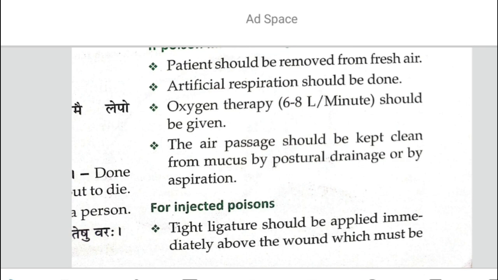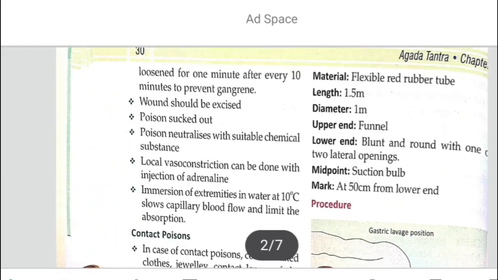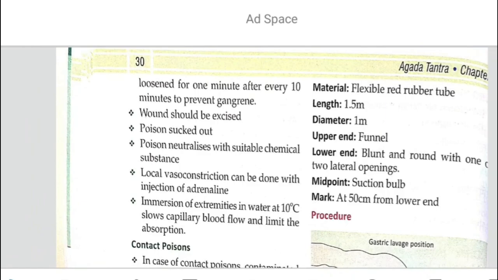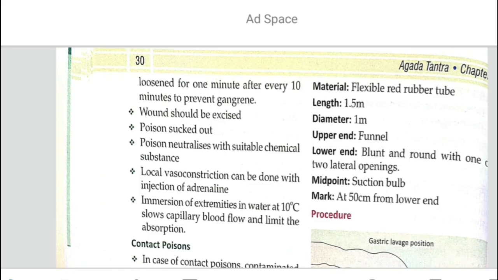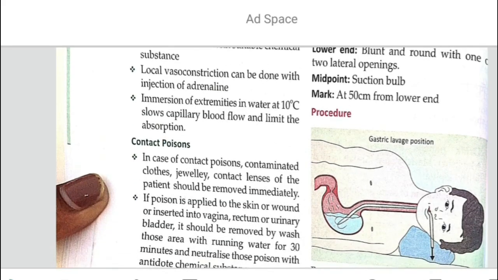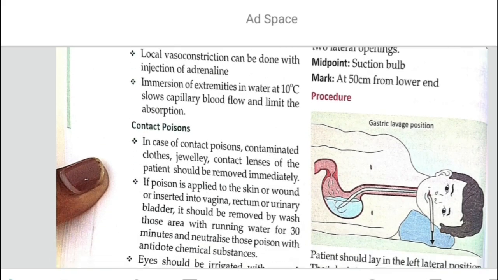For injected poisons, a tight ligature should be applied immediately above the wound, which must be loosened for 1 minute after every 10 minutes to prevent gangrene. The wound should be excised and poison sucked out. Poison is neutralized with suitable chemical substances. Local vasoconstriction can be done with an injection of adrenaline. Immersion of extremities in water at 10 degrees Celsius slows capillary blood flow and limits the absorption.